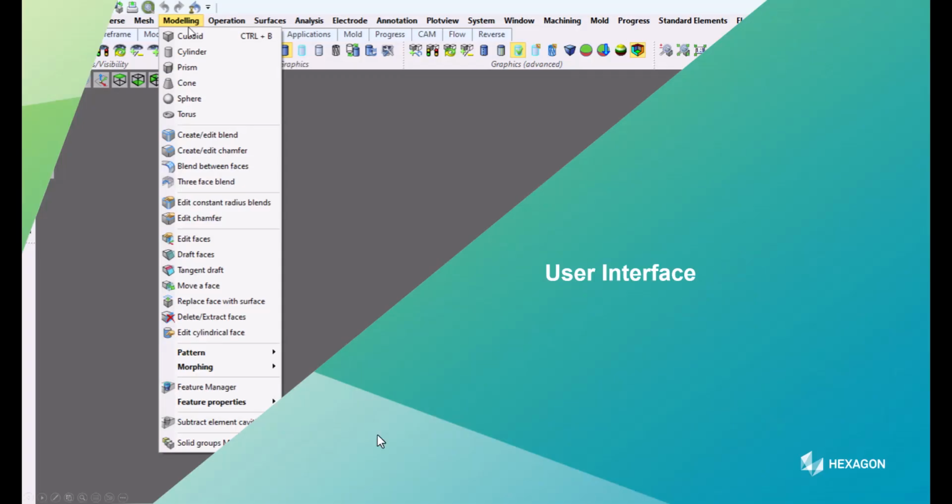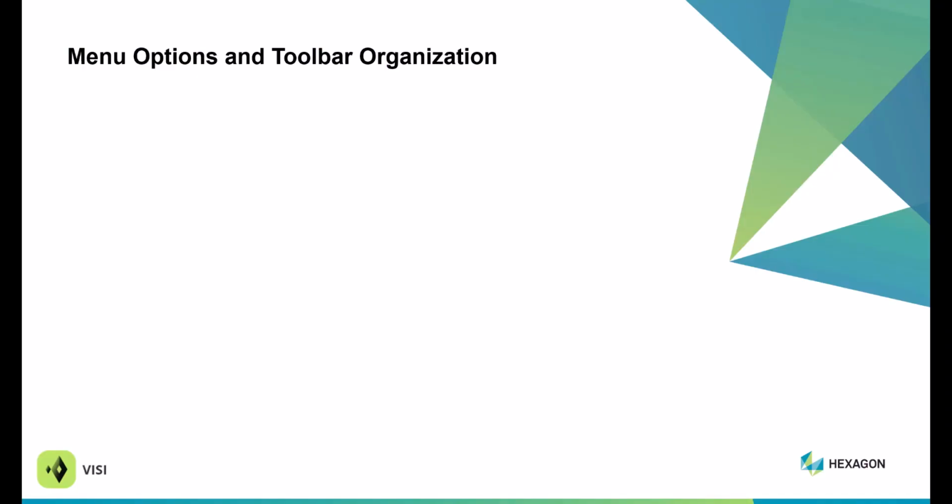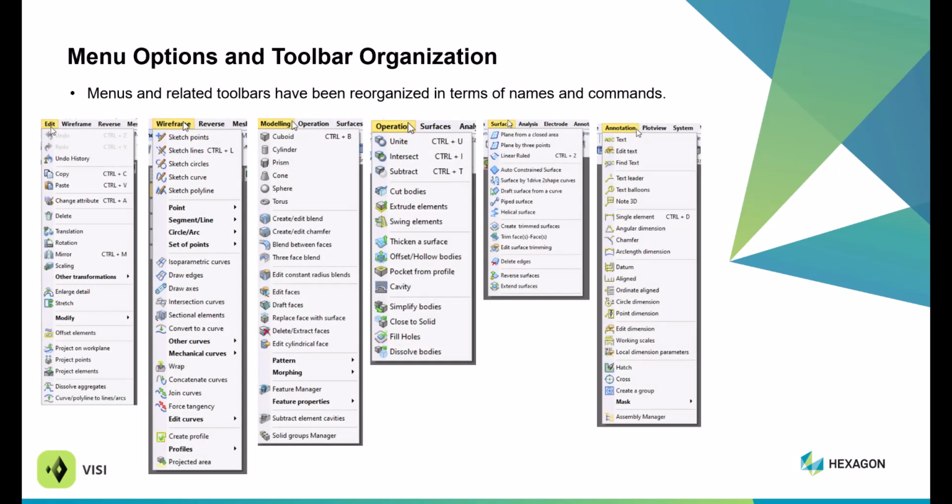So now we're going to go into some of the new user interface updates. The menu options have changed a little bit in 2023.1. Basically here's just some of the drop downs. The main big ones that I've noticed that have changed are the operation blends have now been moved to modeling blends, and the cut bodies have been moved to operations. So there's just been some cleanup work with some of the command drop downs. As you can see, here's just a drop down of some of those changes.